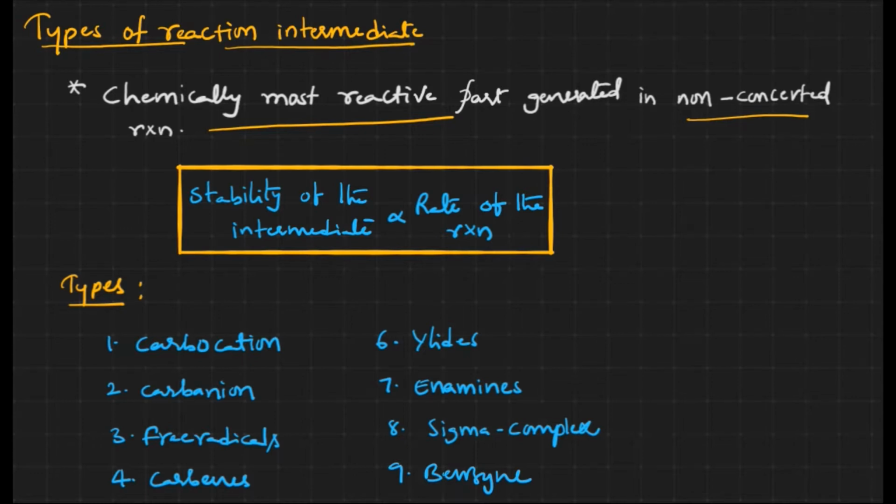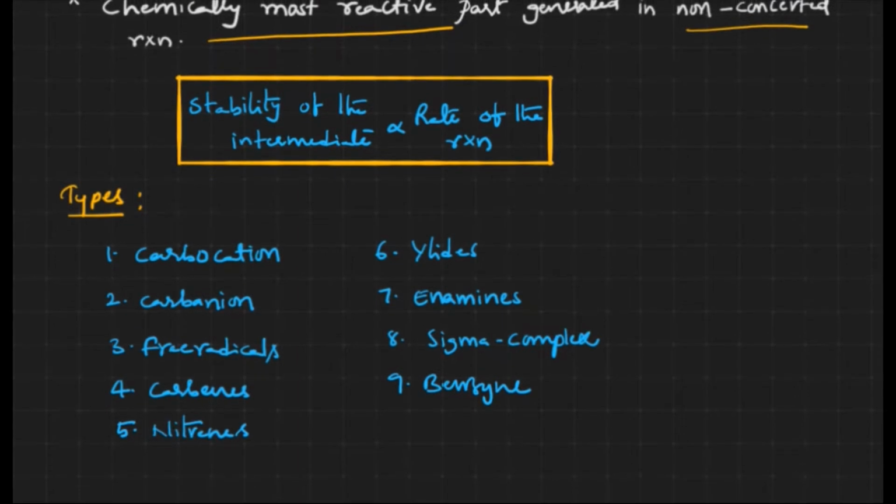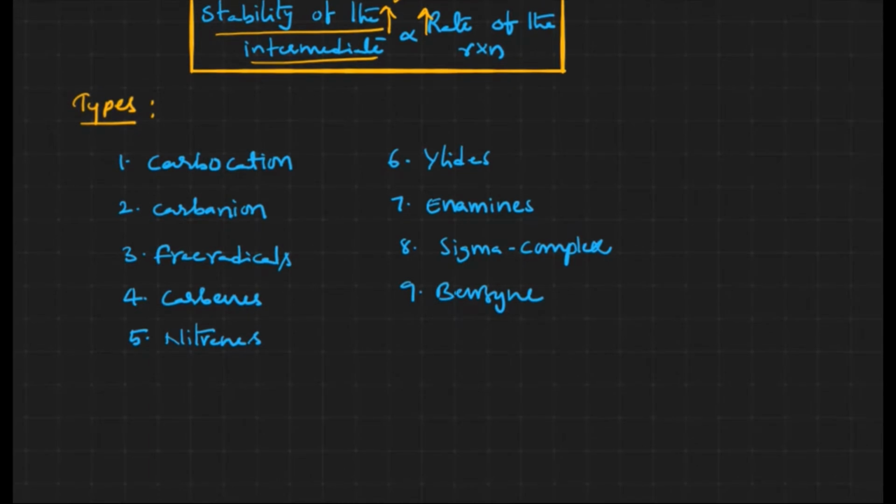In most organic reactions, we have to assume one thing: the stability of the intermediate is directly proportional to the rate of the reaction. If the stability of the intermediate increases, the rate of the reaction also increases. If product formation takes place with the stable intermediate, that is going to be the major one, as we have already discussed. Now let us see the types of intermediates.